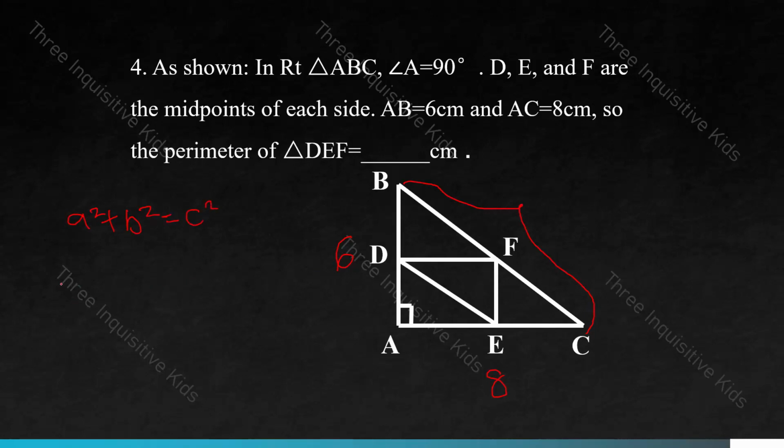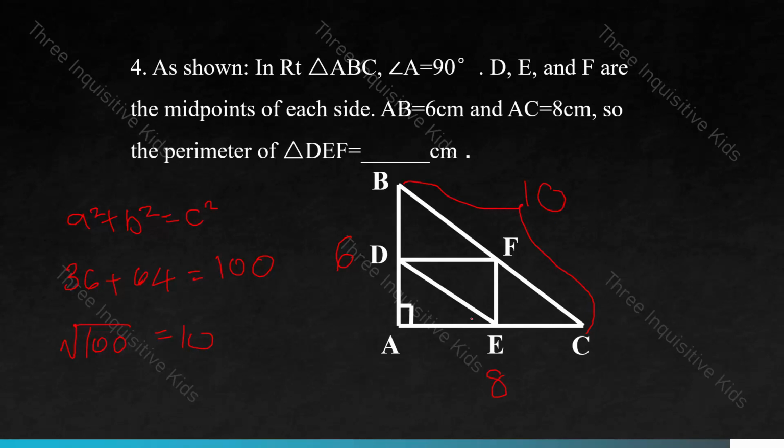Here our a is 6, so 6 squared is 36, plus b squared, which in this case is 8. 8 squared is 64, is equal to c squared. Now 36 plus 64 is 100. So 100, and we take the square root of 100, and we have 10. So the length of BC would be 10 centimeters.